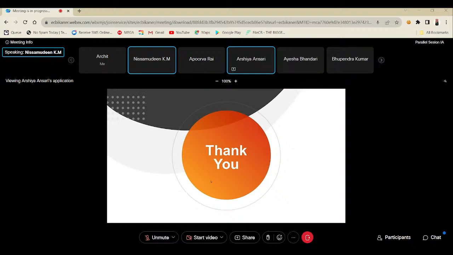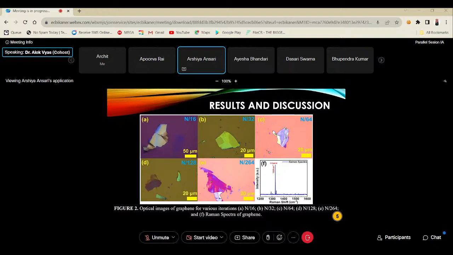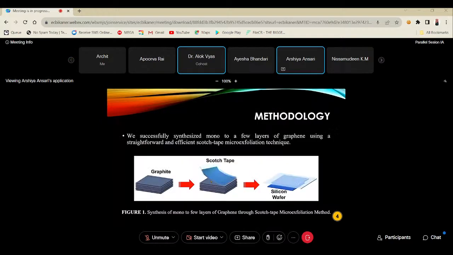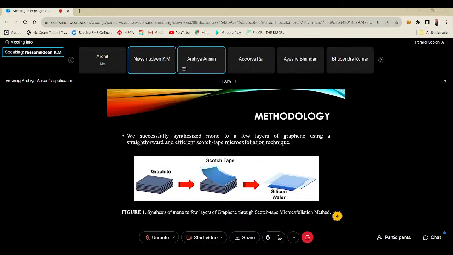Okay, a nice presentation. Actually, how did you prepare the graphene? Sir, I have mentioned that we purchased the bulk graphite crystal, and then used this Scotch tape method to separate the layers by applying pressure. There is no other chemical used, only the Scotch tape technique. This is not a solvent technique; we didn't use anything else, just the Scotch tape method.